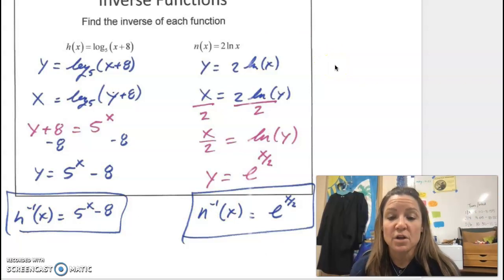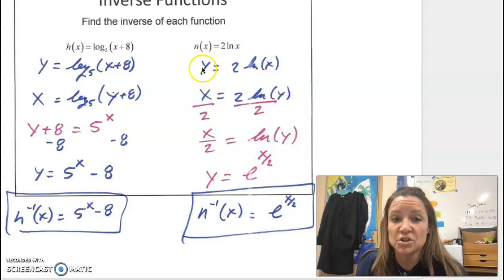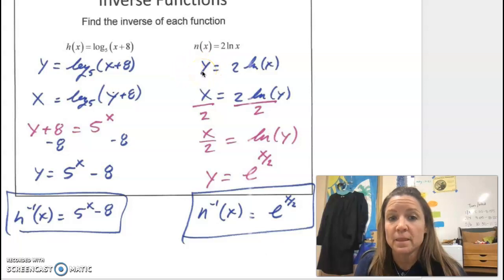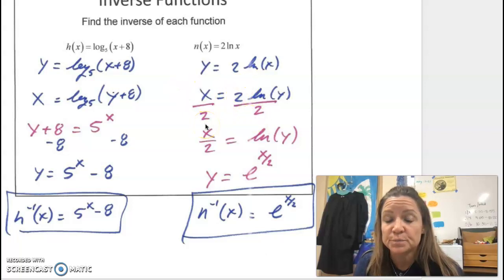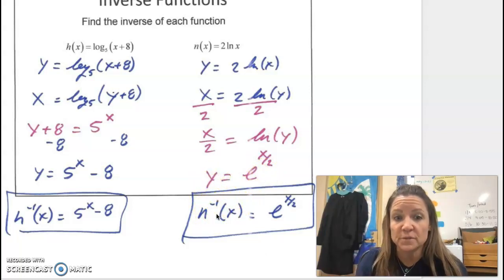On the right, we have n(x) equals 2 times the natural log of x. So we're going to change it to y notation. Then we're going to swap our variables. And to get this y by itself, we have it being multiplied by 2, so we're going to divide both sides by 2. And then the natural log of y, we're going to change to e to the power of x divided by 2. And that's our answer. So we're just going to take the y, switch it back to function notation. All right.